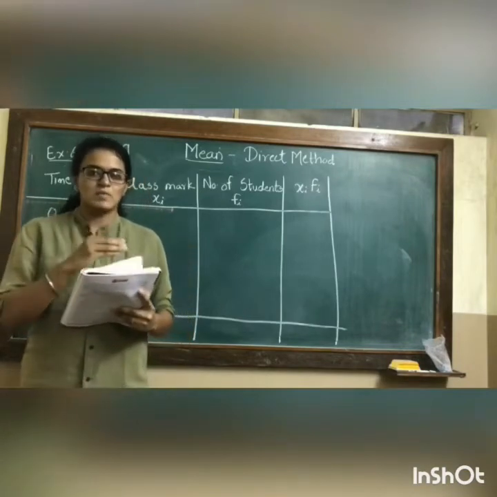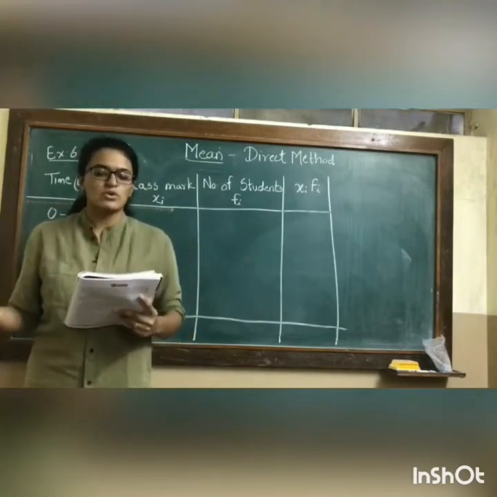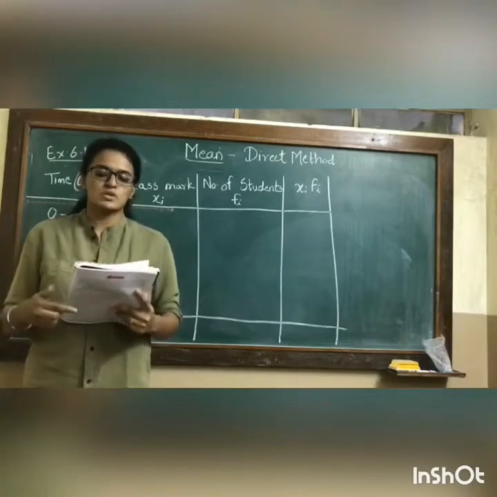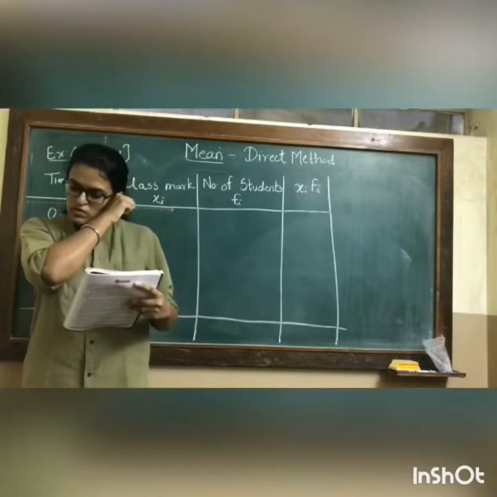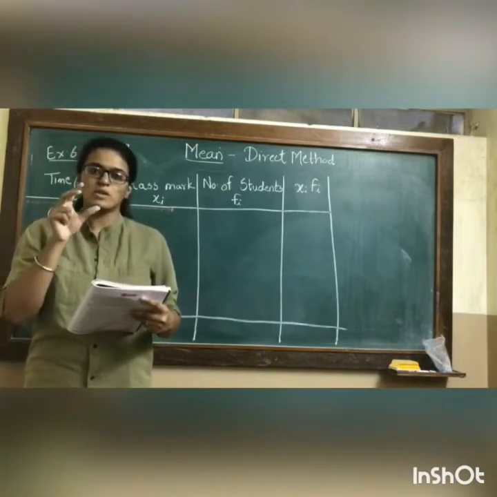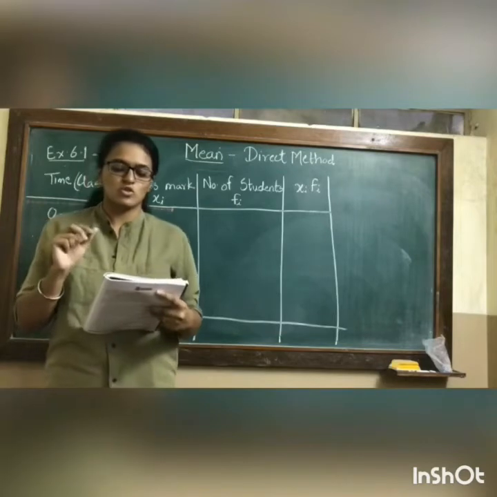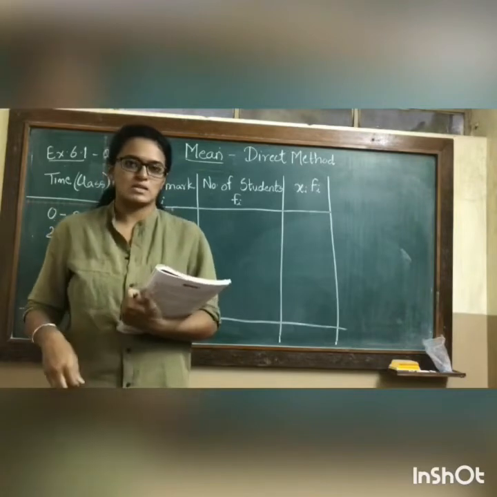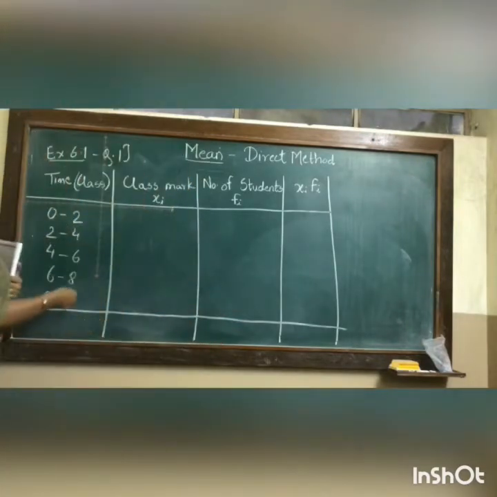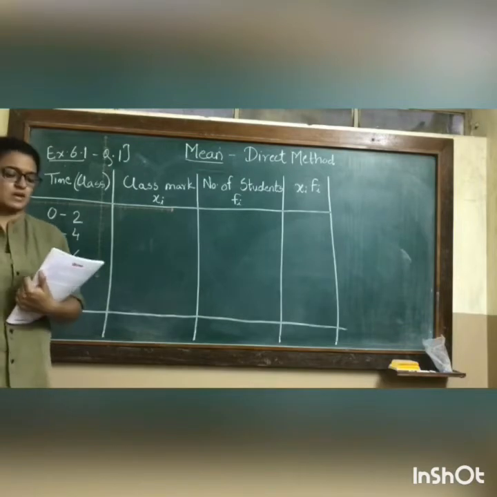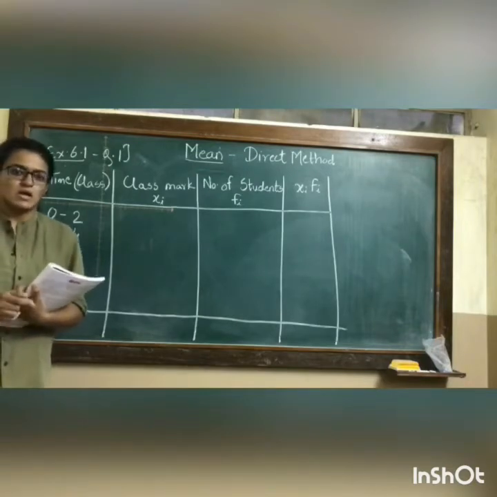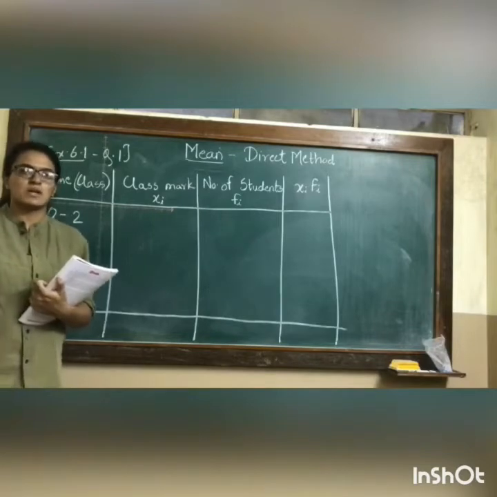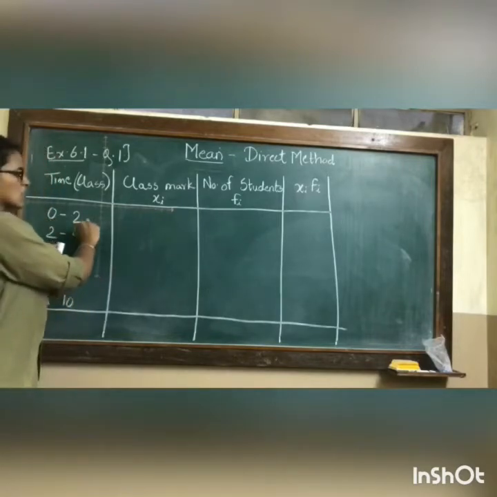Now you can see that the time required ranges from 0 to 10, and the number of students is also more. So what we do here is we club the time into different groups, and these groups are called classes in statistics. So remember the term classes. So we write down the classes 0 to 2, 2 to 4, 4 to 6, 6 to 8 and 8 to 10. Now the next thing we require here is the class mark. Class mark is supposed to be the central value of a particular class.